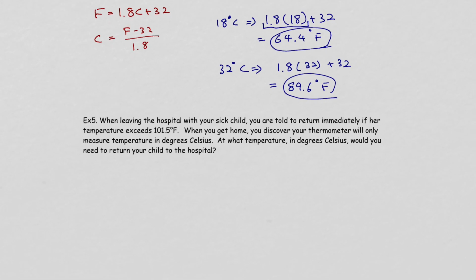What about the next one? Example 5, bottom line. They want you to change 101.5 degrees Fahrenheit into Celsius. We're going to use this formula because we're trying to figure out Celsius, and the Fahrenheit is given. So it will be 101.5 minus 32, divided by 1.8. This is going to be 69.5 divided by 1.8.